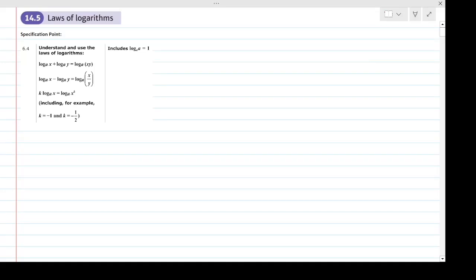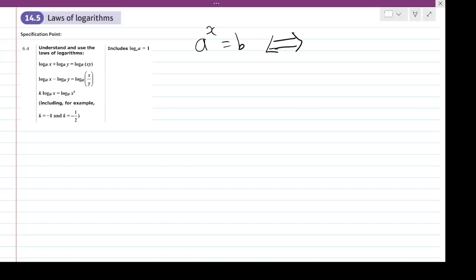Hello, so in this video we're going to delve deeper into logarithms and look at something called the laws of logarithms. Firstly, as a recap from last time, we saw that the whole idea of a logarithm was: if you have a base a to the power of x equals b, then as a logarithm, we use these double arrows, which mean equivalent. So this is equivalent to the equation log base a of b equals x.